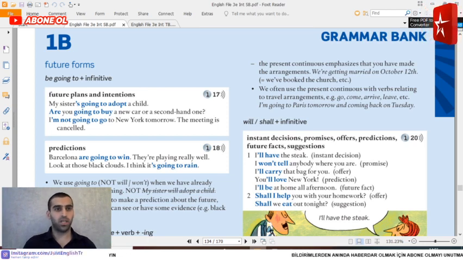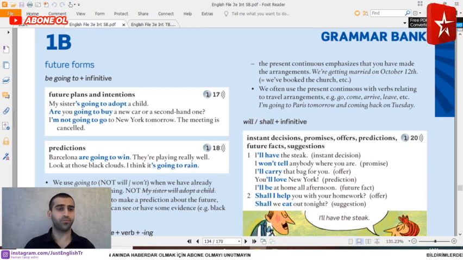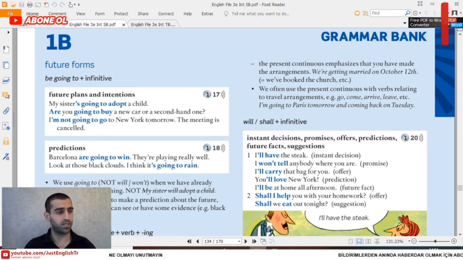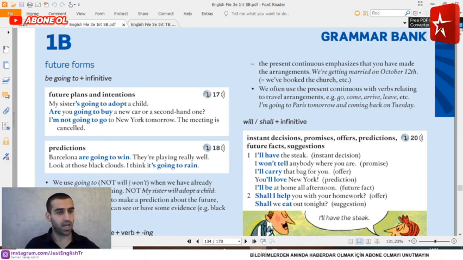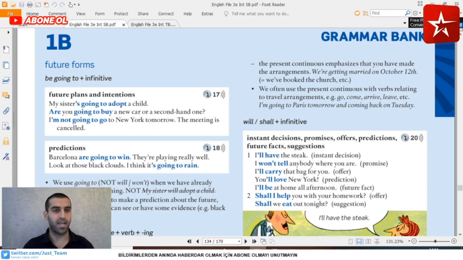Let's start with be going to for the future. Why do we use be going to? Most of the students ask me what the difference is between will and be going to, and why we use be going to and why we use will. So in today's lesson I will explain everything in more detail. Just pay attention closely and learn, okay?